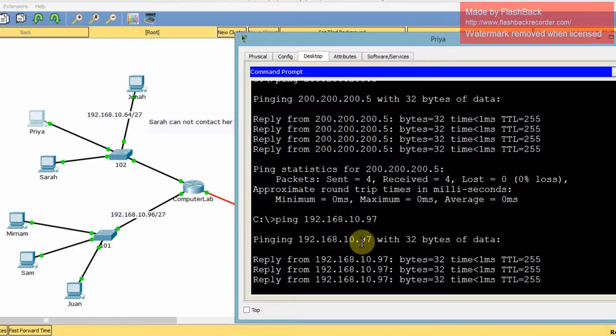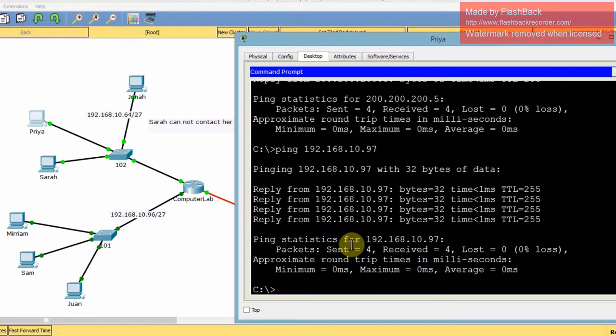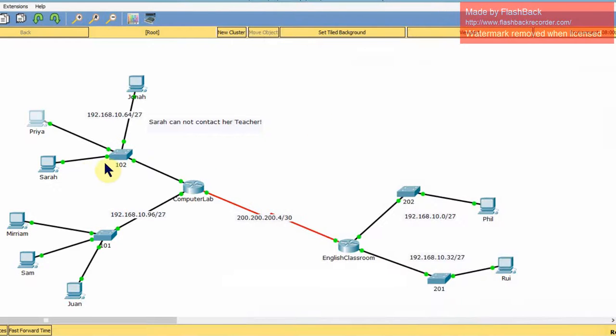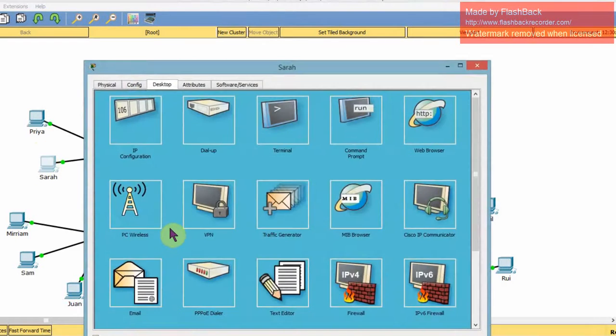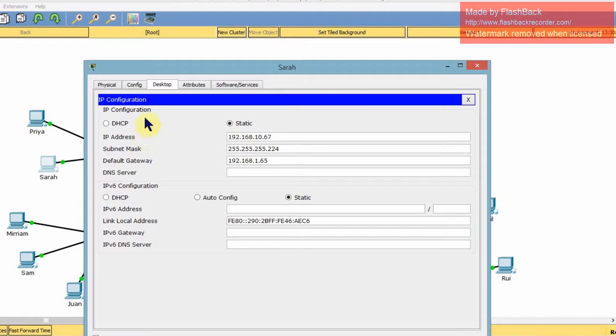Alright, so that already tells you 2 things right here. One, Priya can ping out to the 2 places where Sarah can't. Two, it's not the teacher's computer, because even though Sarah can't ping it, Priya can. So that tells you that the problem does not exist out here in the router, it doesn't exist over here, and it doesn't exist here. It exists just in this one spot. So, I'm going to take a look at what's going on. I already have your problem.